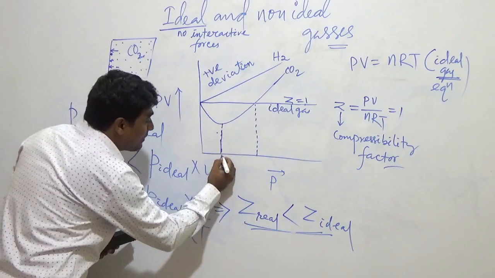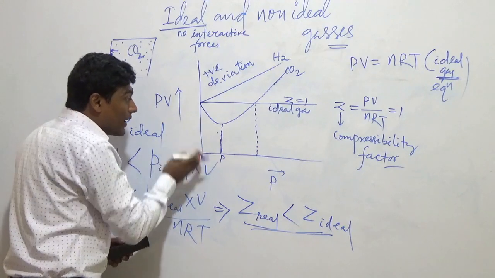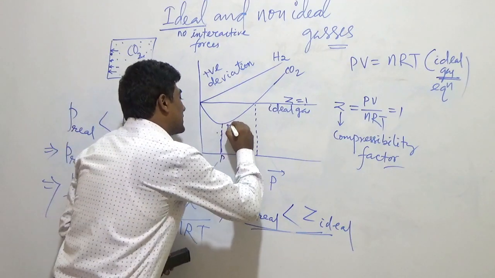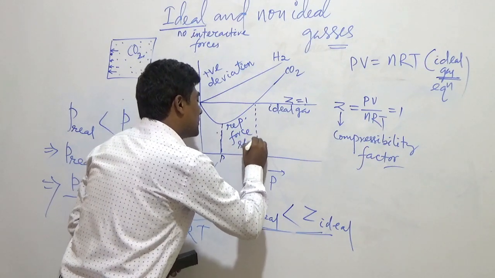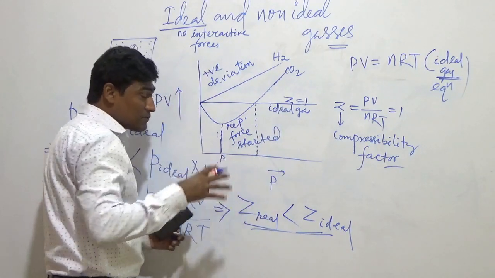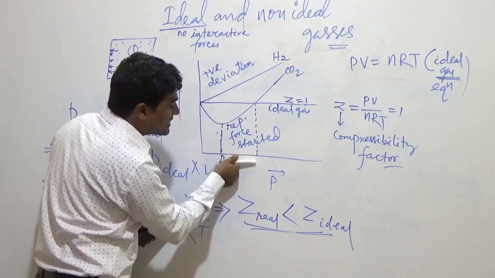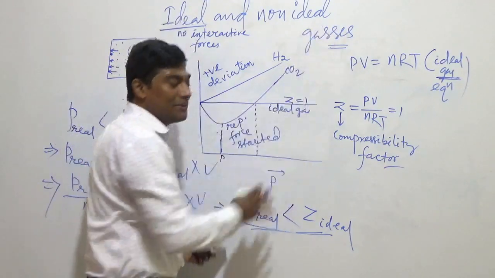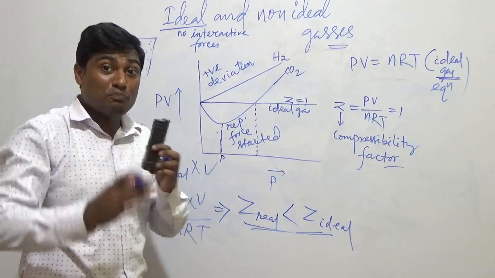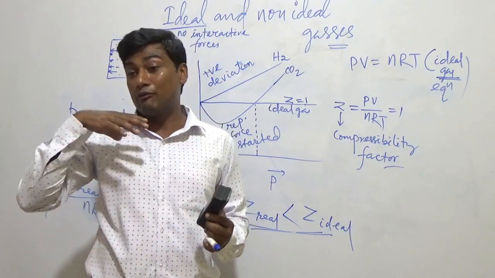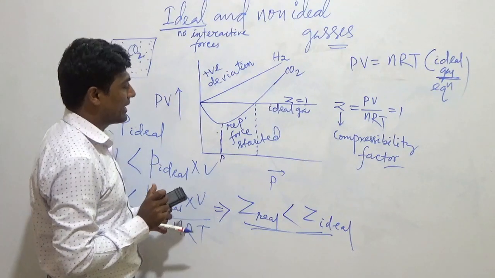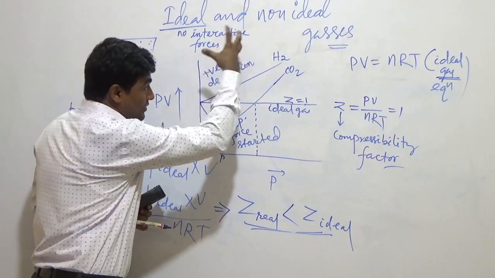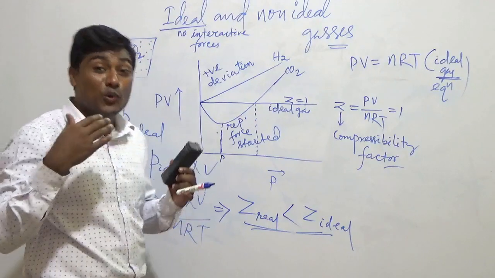That means this is the pressure when the repulsive force started. The repulsive force started, and this becomes very dominant when it reaches this point and starts showing positive deviation. So when positive deviation starts, that means repulsive forces become dominant, and in case of hydrogen, that repulsive force is always there.